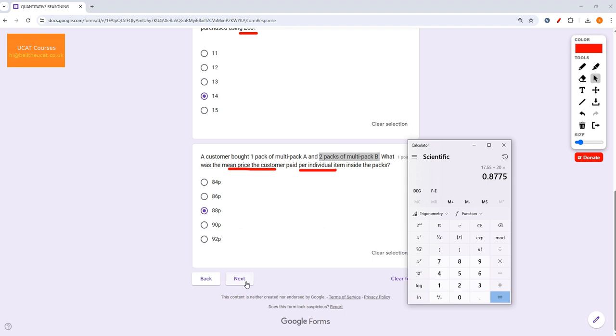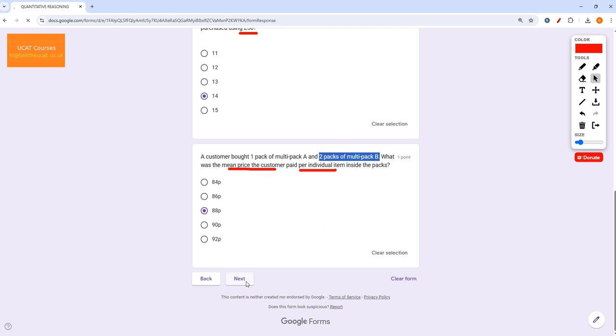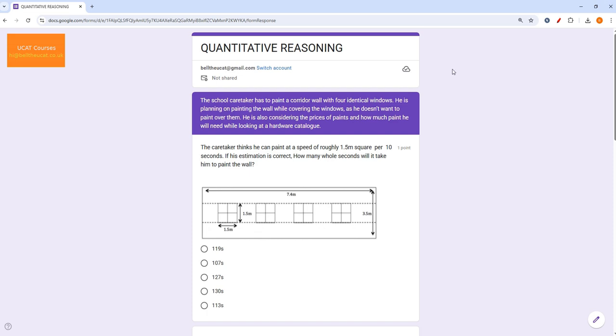Moving on, another question. Here, the caretaker. A caretaker has to paint a corridor wall with 4 identical windows. Window 1, 2, 3, 4. He's also going to look at the paints and how much paint he will need, looking at the hardware catalog. The caretaker paints roughly 1.5 square meters per 10 seconds. How many whole seconds to paint the wall? So I need to find out how much is the net area.